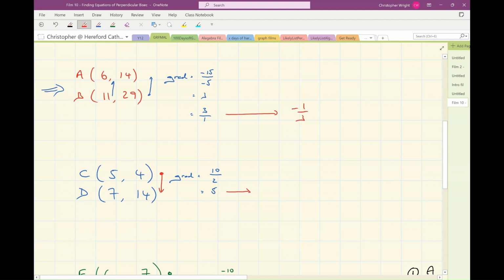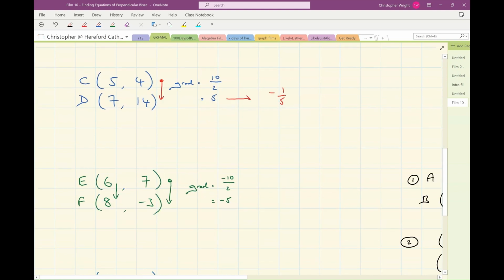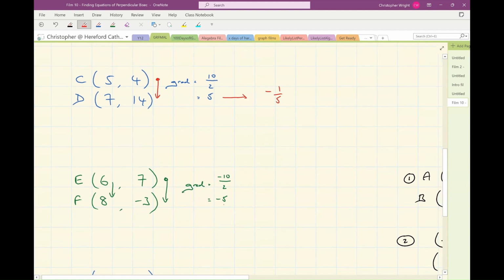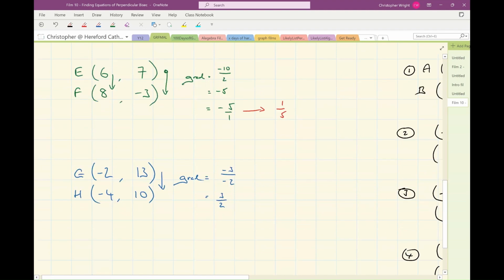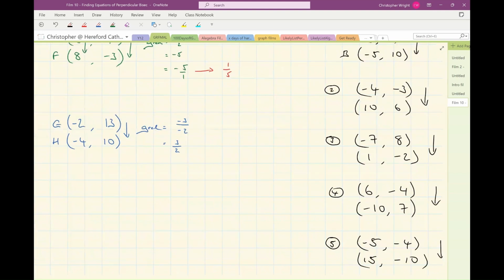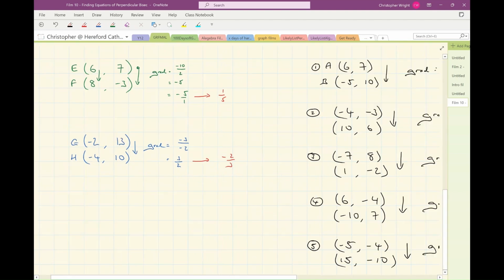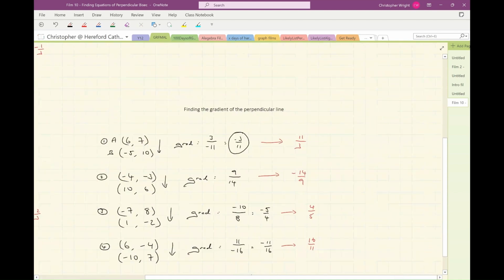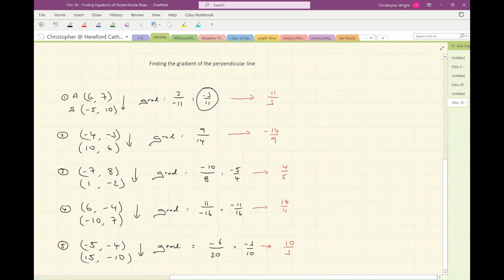Let's do the same here. Think about that as being 5 over 1. So the negative reciprocal is minus a fifth. Think about this one as being minus 5 over 1. Okay, minus 5 is equal to minus 5 over 1. So the negative reciprocal, change the sign and flip the fraction. All right, and here's the last one, 3 over 2. So we're going to change the sign and flip the fraction. So it's going to give me minus 2/3. So that's straightforward, I hope. And that is how to find the gradient of a line which is perpendicular to the gradient that you already know.